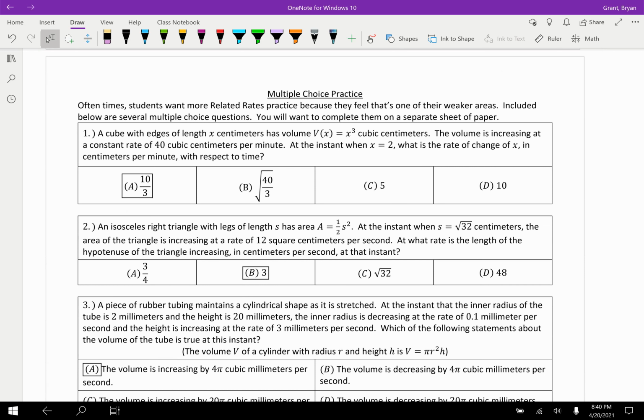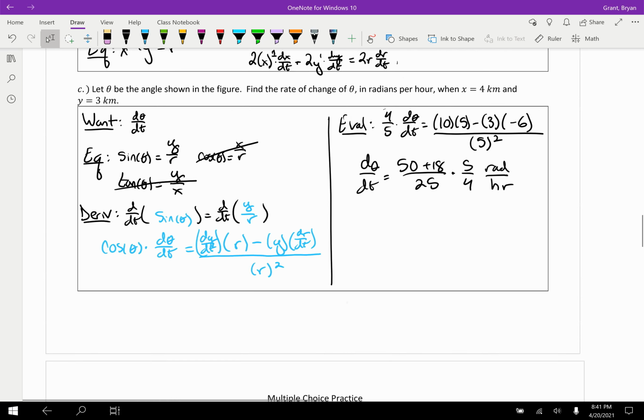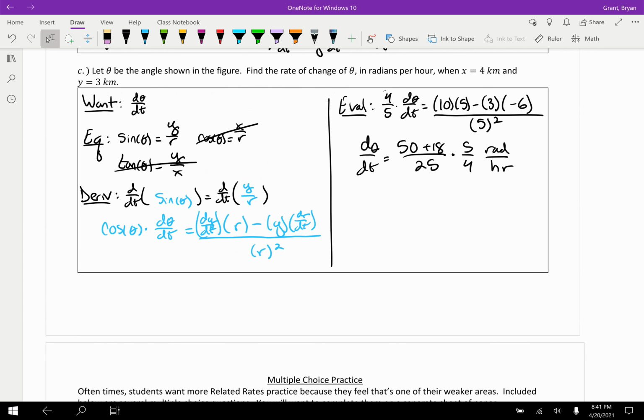So you have all this practice. You want to be confident on related rates, even though it's not going to be a huge portion of the exam. Expect at least one multiple choice and at least one free response part of the exam on here, and be confident on it. They're not too bad. Once you get that one equation, derivative, evaluation, you'll be doing just fine.